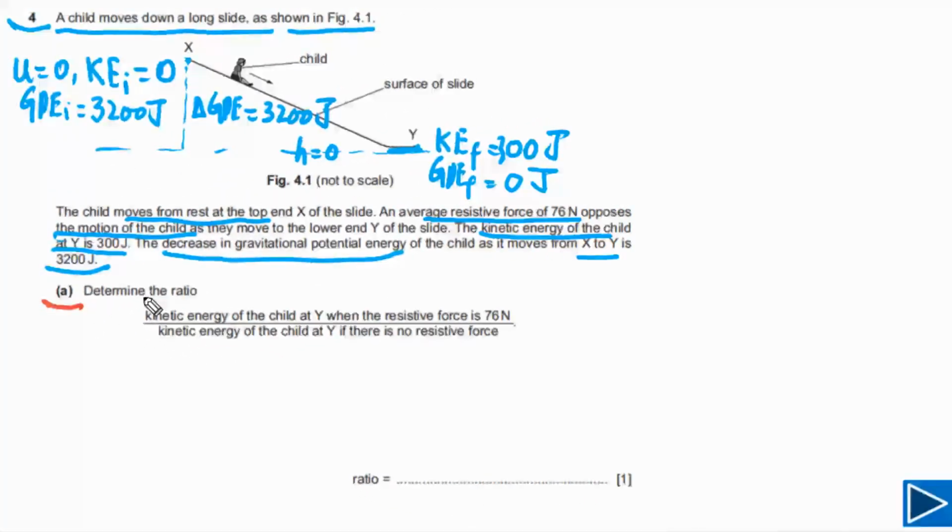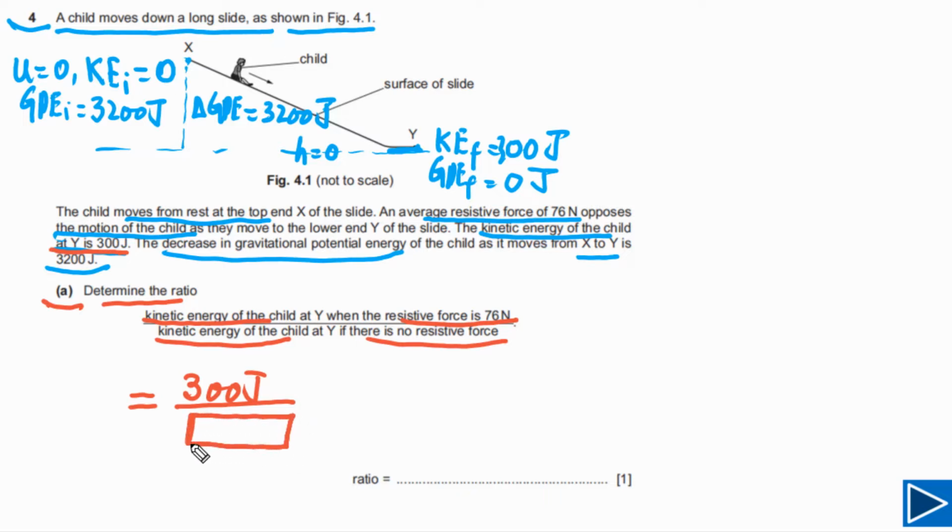For part A, the question is asking us to determine the ratio between the kinetic energy of the child at y when the resistive force is 76 newtons and the kinetic energy of the child at y if there is no resistive force. First, the kinetic energy of the child when there is resistive force is given as 300 joules. So this value we have. Now we need to find the kinetic energy of the child at y if there is no resistive force.